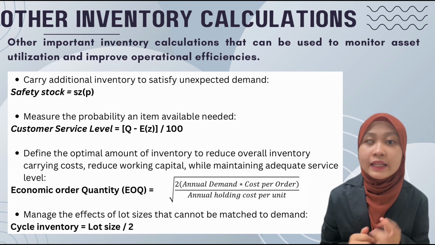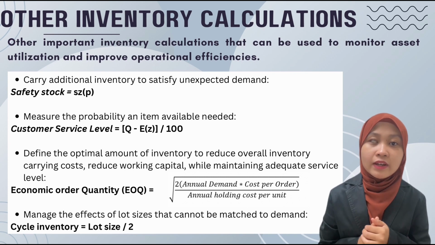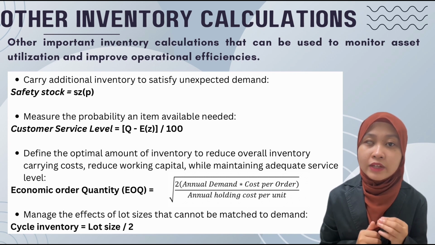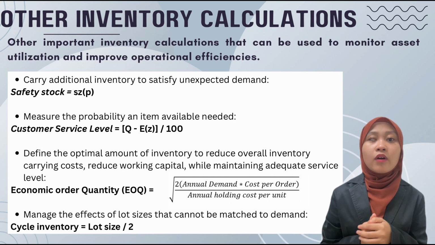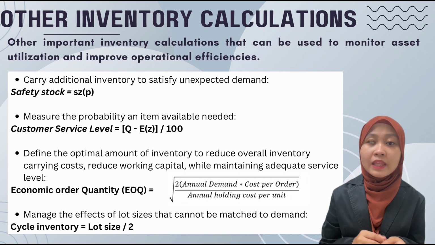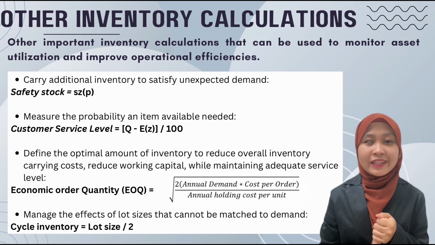Next, P is the desired customer service level, and Z is the value or number of standard deviations from the mean on a normal distribution curve for a specific service level. The higher the Z value, the lower the risk of stocking out.